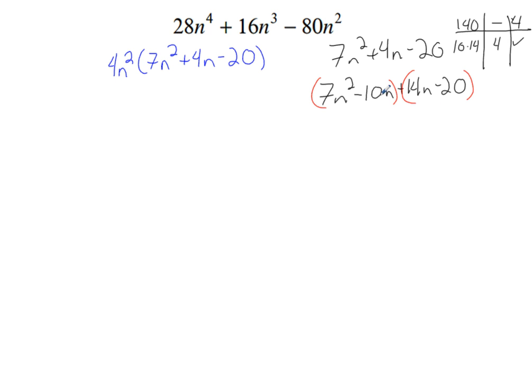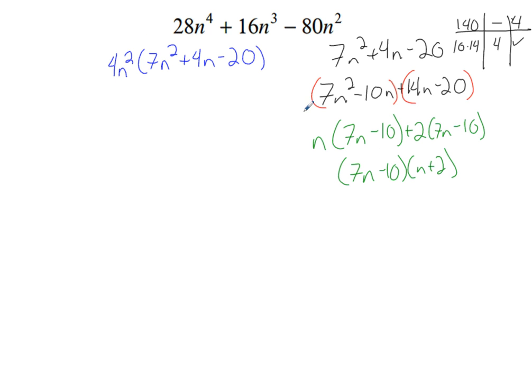So the GCF of 7n squared and 10n is n. So we get 7n minus 10. The GCF of 14n minus 20 is 2. So we get 7n minus 10. Okay, so the parentheses are the same, so we get 7n minus 10 and n plus 2. Now we can't forget about that GCF that we factored out. So our final answer is going to be 4n squared times 7n minus 10 times n plus 2.